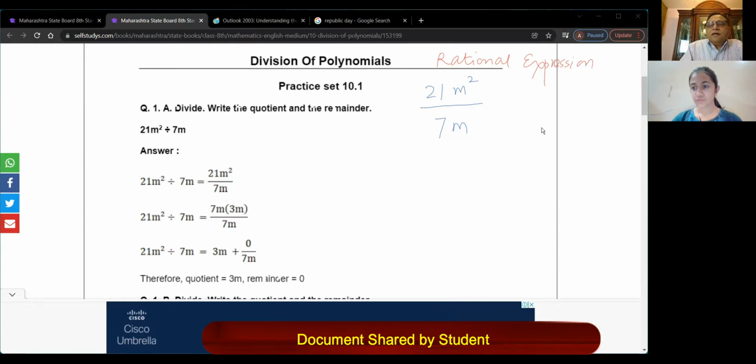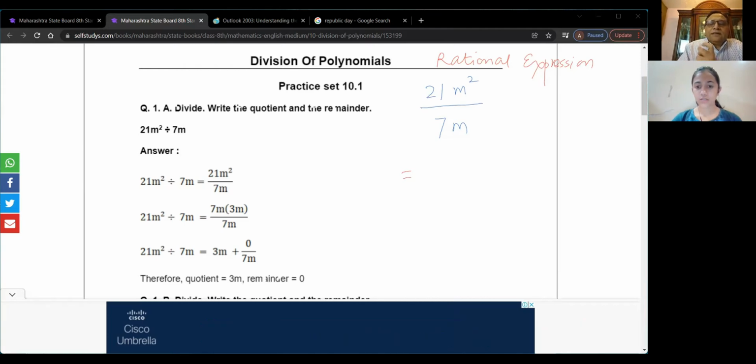When you simplify, you see 21m square and 7m, 1m can cancel, and 7 is 3 times 21. Actually, I can also write it in the factored form: 21 can be written as 7 times 3 and m square can be written as m times m. And I have 7m in the denominator. Clearly, we can cancel 1 seven and we can cancel 1 m. What we get is 3m, and that is the reduced form.